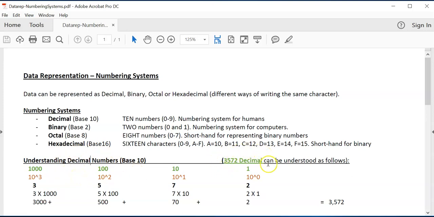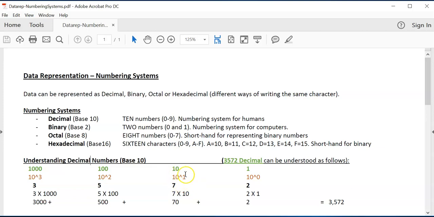So let's take a number like 3,572 in decimal. So the first step to understand this is write that out. Kind of space out each of those digits and write it out. Next step, because this is base 10, we need to write powers of 10 on top of each of these. So it's beginning from the right. So above this rightmost digit, we're going to write 10 to the power of 0. You always begin with the power of 0. Then we keep increasing as we go left.